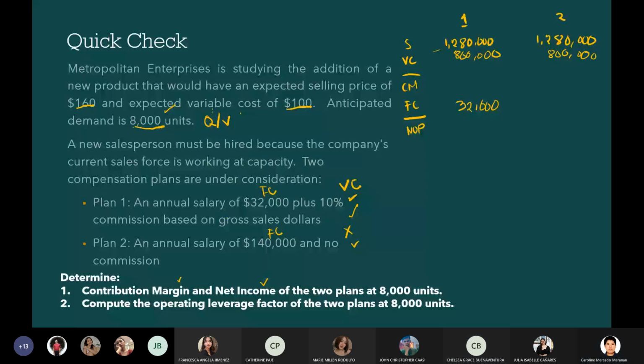So, magkano yon? 180 po. Ay, 128,000 po. Okay, 128,000. Dito, meron ba sa kabila? Hindi po. Okay, so zero natin dyan. So, meron pa ba tayong ilalagay na variable cost? So, wala na kasi dalawa lang naman yan. Oh, that's correct. So magkano dito ang contribution margin sa unang example, sa plan 1?